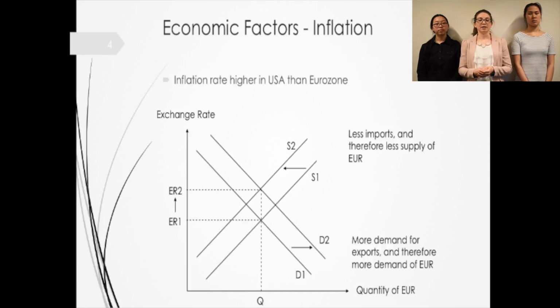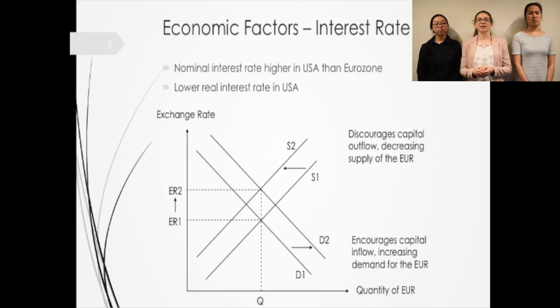And we will show you now in the diagram how this affects the exchange rate. A higher real interest rate in the Eurozone means that it discourages capital outflow from the Eurozone and therefore decreases the supply of the euro, because they can get a higher return in Europe than they could get in the United States. It also means that it encourages capital inflow from the US and therefore increases demand for the euro. So this means that the exchange rate moves from ER1 to ER2, which is also an appreciation of the euro.